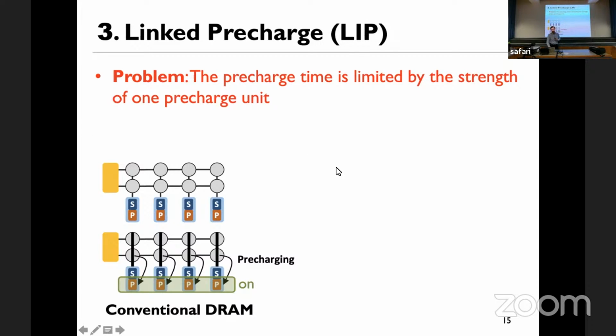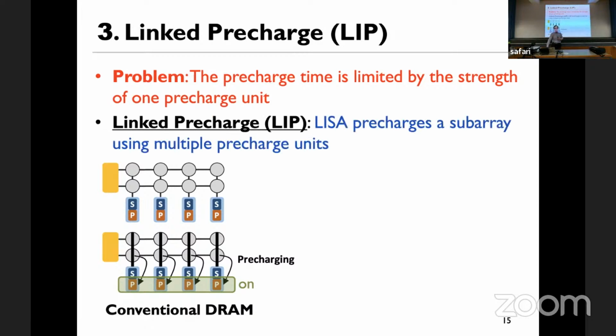And the problem is that the precharge time is limited by the strength of a precharge unit. So what does precharge mean? As we discussed, you need to set the bit lines from the values that they have in the active, when the row is activated, to VDD over 2. Right? Basically, you need to reset the bit lines, essentially. You can think of it that way. And that requires a strong precharge unit to change the voltages in all of the bit lines.